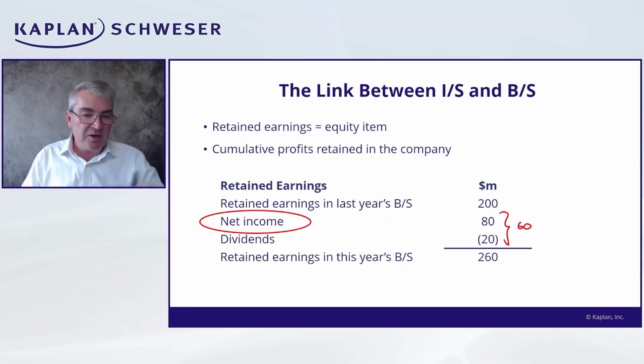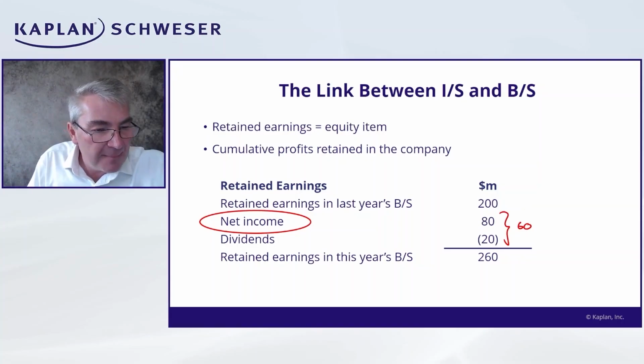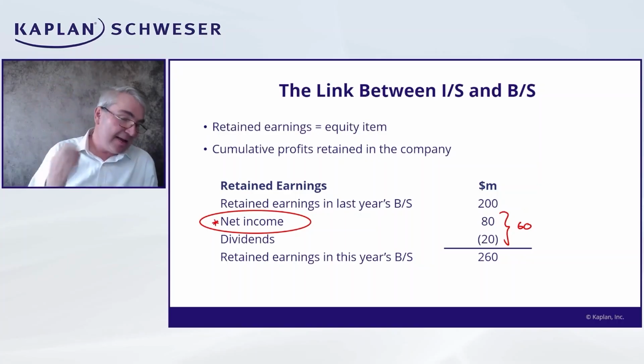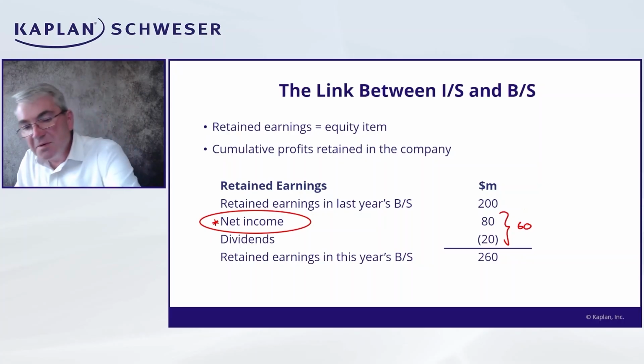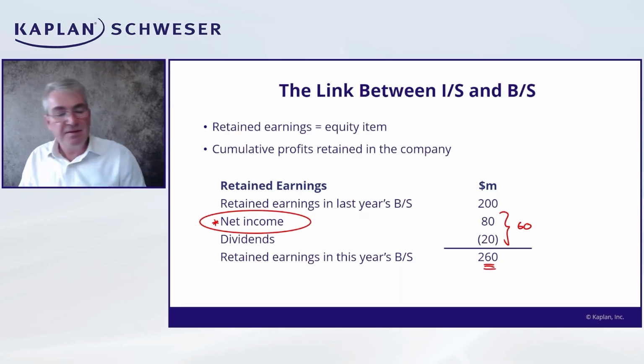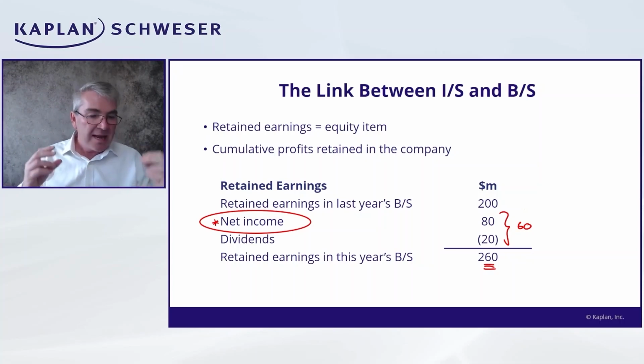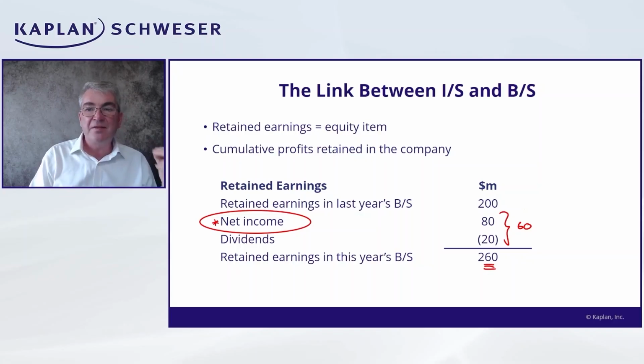Now, what it means, because you've got this net income figure affecting retained earnings, is that anything that affects the income statement by default is going to affect the year-end retained earnings figure. And that is your linkage. It means anything affecting the income statement also affects the balance sheet.